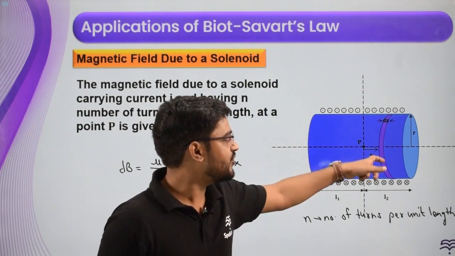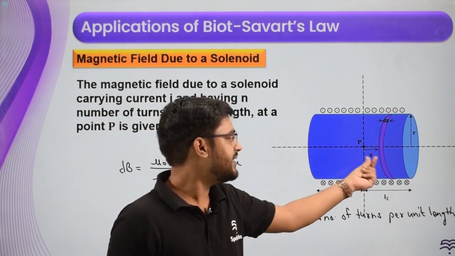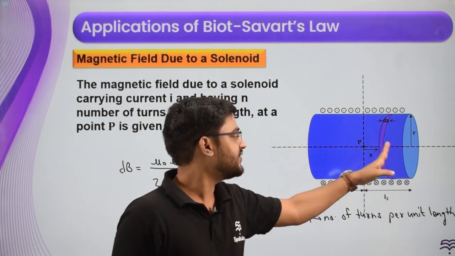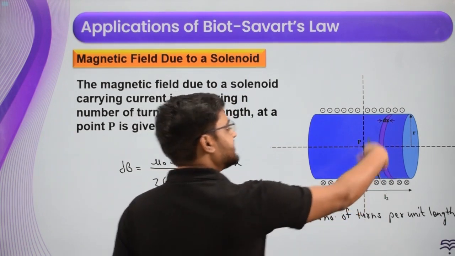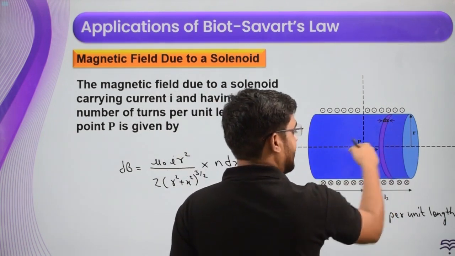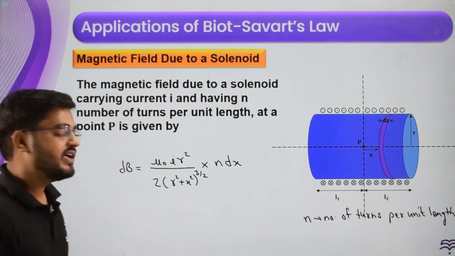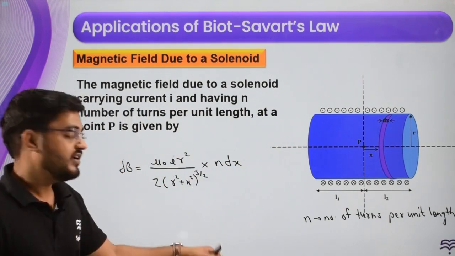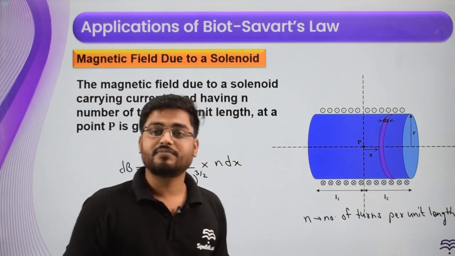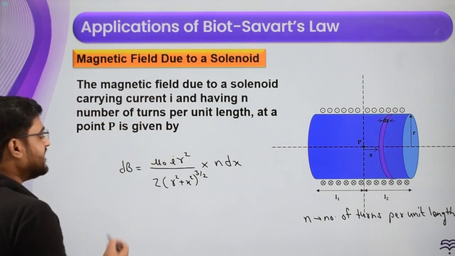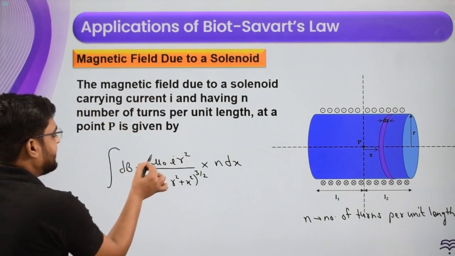There are a bunch of coils. I clubbed all of them and they are kept at x distance. So we are finding the magnetic field due to this coil at x distance on the axis. I use this formula and multiply by the number of turns, n dx turns in that bunch. So this is my dB, and now I just need to integrate it.